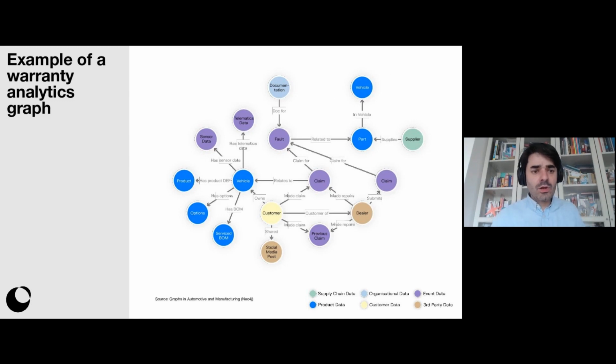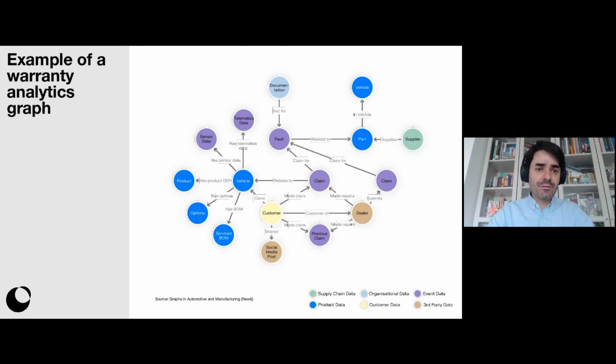Here we are going to dive into a warranty analytics graph. So in this warranty analytics graph, we have in blue information about product. So we have a vehicle. You can see that it's connected to a product, to some options, and to a bill of material. We also have a lot of event data in purple. We have sensor data, telematic data. We have claims, fault, previous claims, and then we have also customer data and third-party data. So that's one way to model your warranty analytics graph.